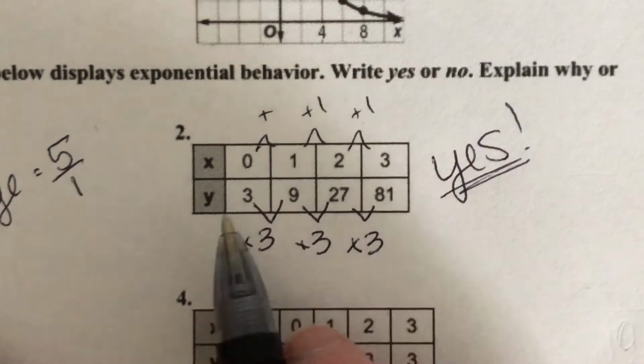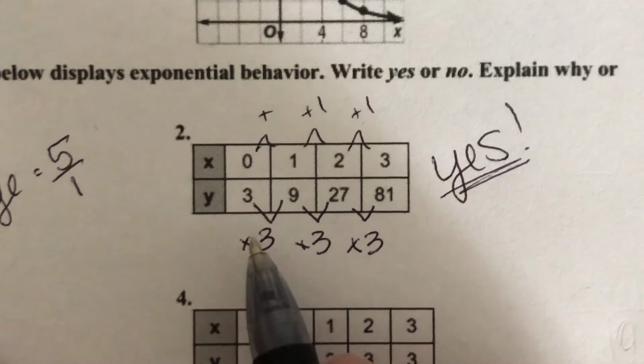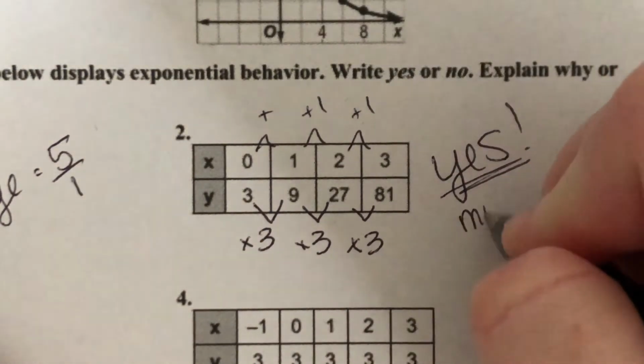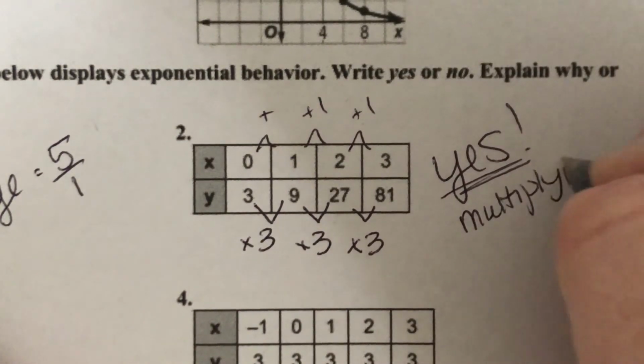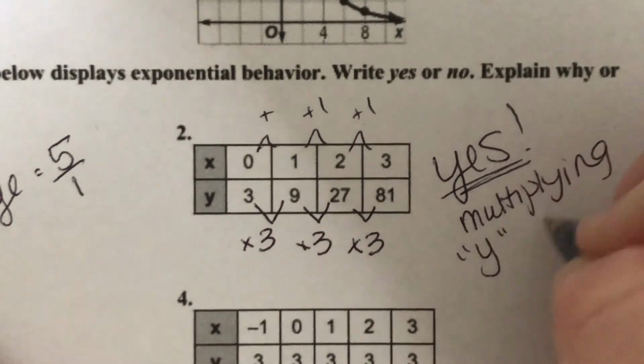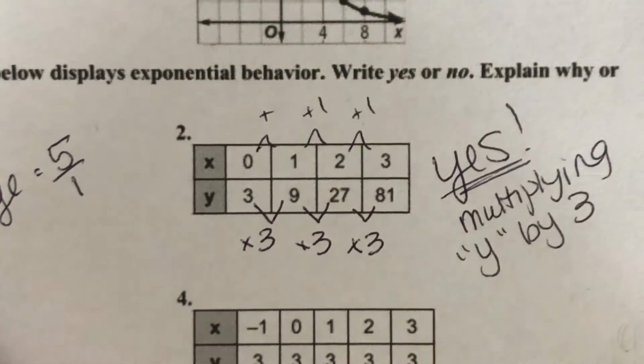And we're multiplying the bottom by 3. Multiplying y by 3. Okay, that's our explanation.